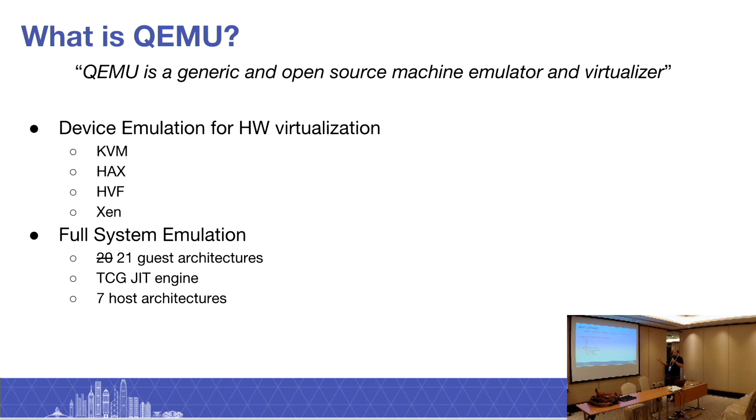The other mode, which I'm going to concentrate on for this talk, is full system emulation. So we support 21 guest architectures, and we can run any of those guest architectures on any of the supported host architectures for QEMU. And we do this by means of a just-in-time recompilation engine that recompiles guest instructions into host instructions. It says 20 architectures there. We've just recently added RISC-V, so that was the latest architecture added.